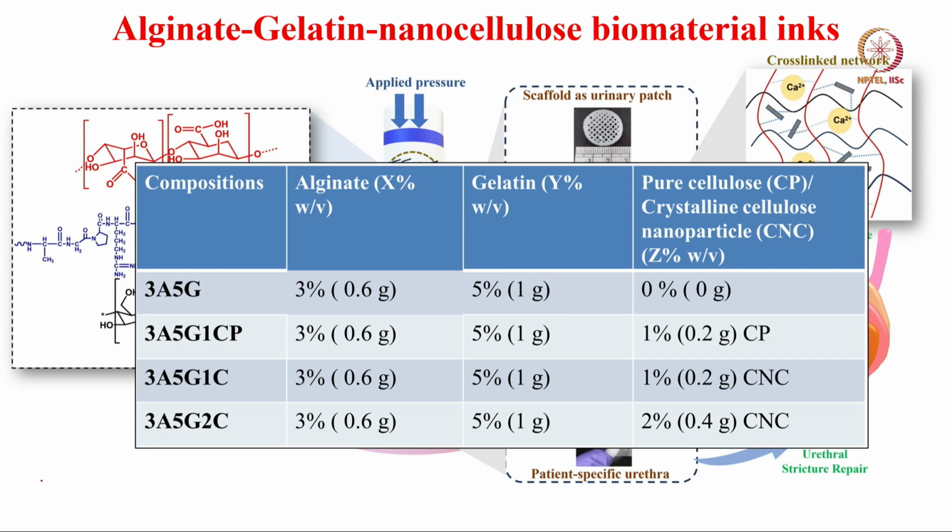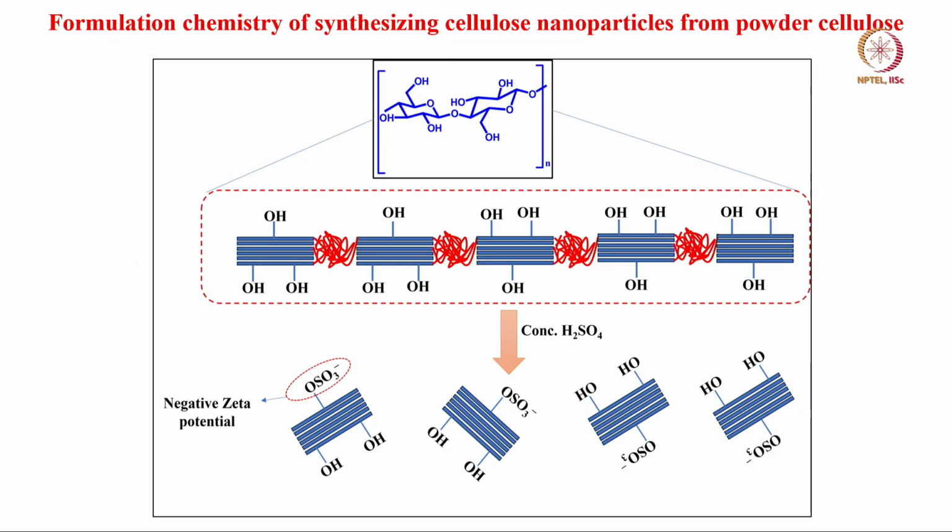So, in this series, what you see is 3% alginate, 5% gelatin, but you can add 1% pure cellulose, Cp, or 1% and 2% cellulose nanoparticle. Okay. So, these Cp and CNC cellulose nanoparticles are added to 3A5G, that is the hydrogel constituents. So, what is the formulation chemistry that was used?